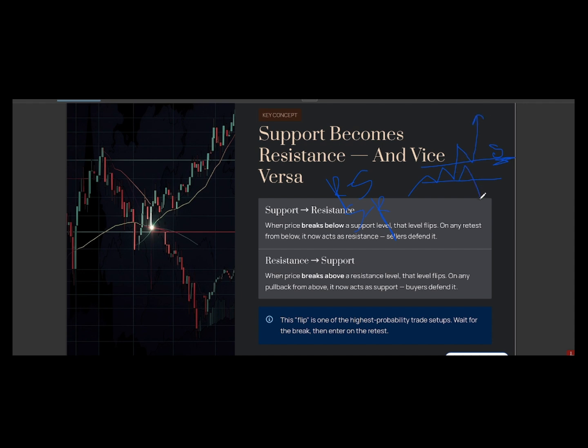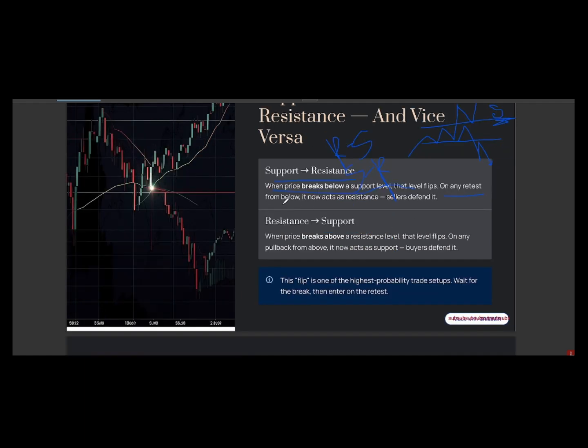But in the same case, if you would have broken the support region, the support will become a resistance. Same thing, support becomes a resistance. The price breaks below the support low and flips on the retest from below. It can act as a resistance.